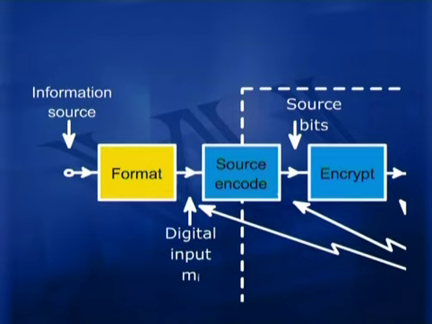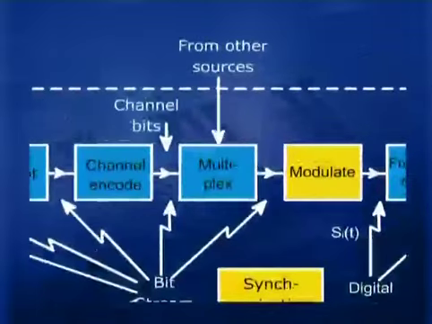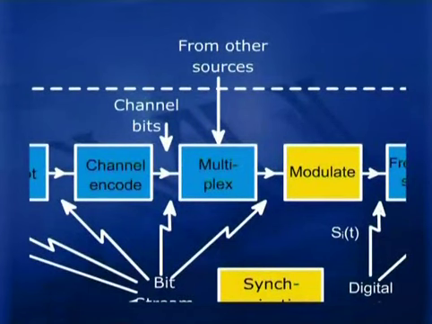The next block is the encryption block. In this block, we actually do the encryption of the source bits and convert them into a form that is secure to travel over the data communication medium. The next block is the channel encoding block. This block actually introduces some error correction and error detection bits in the message.